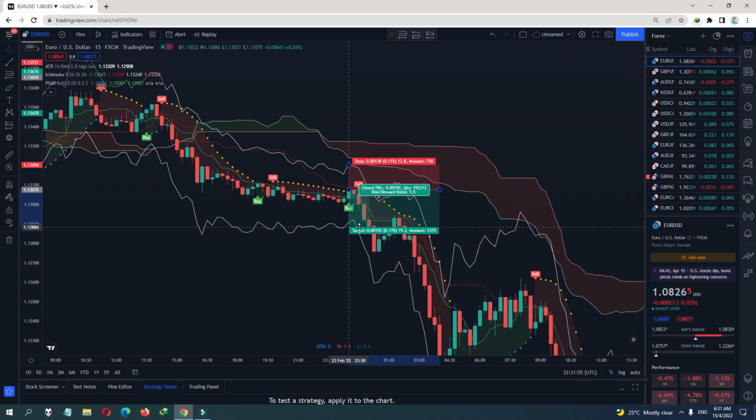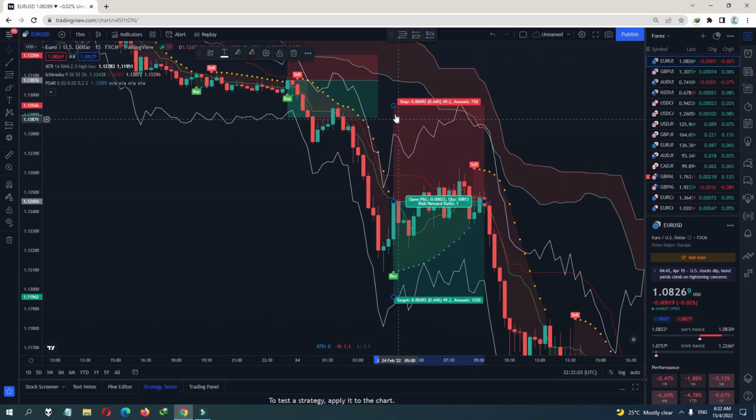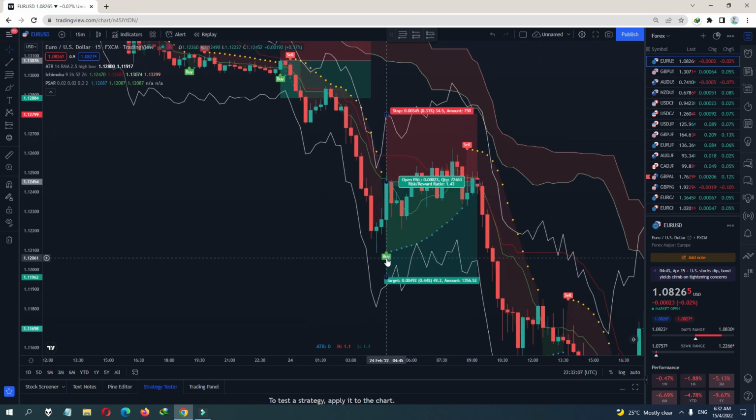All right, and here we have another sell. So this is your stop loss and target 1 to 1.5.